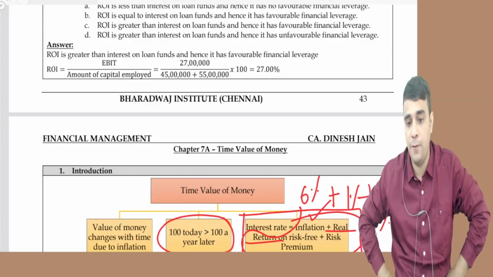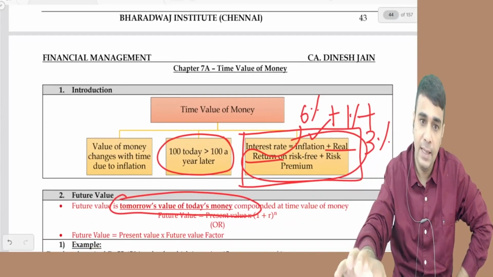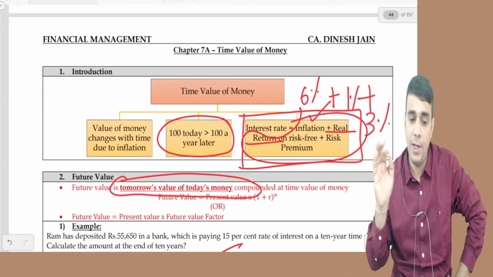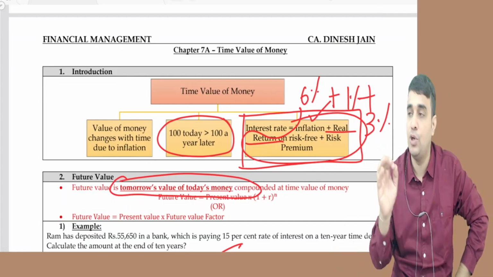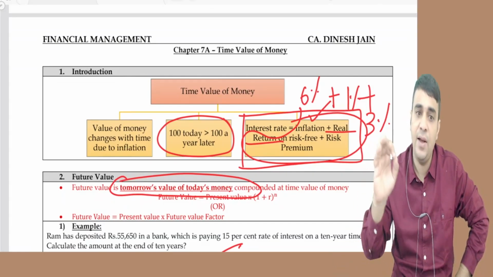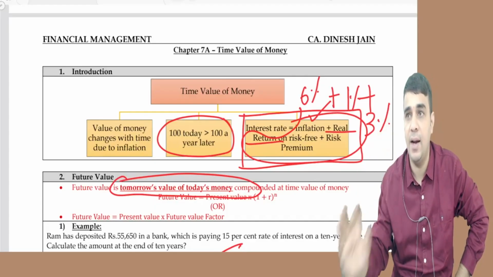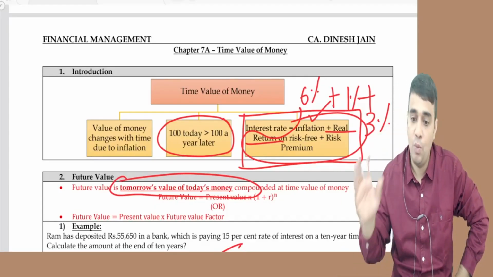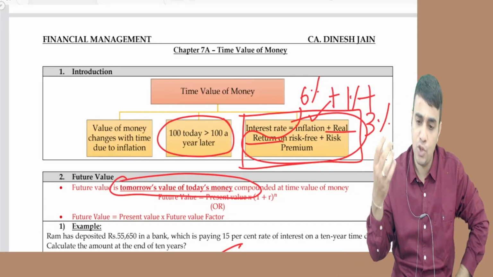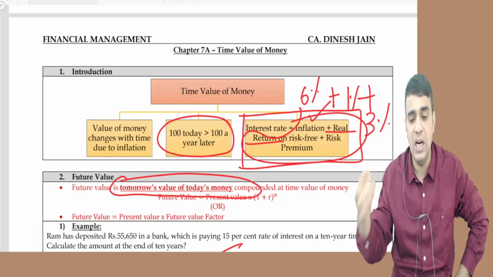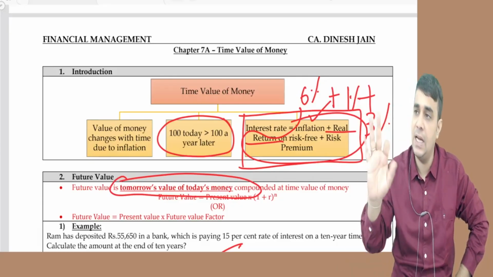Concept book, page 44. Time value of money. The value of money changes with time due to inflation. 100 today is greater than 100 a year later. What does the interest rate include? It includes inflation, the real return on a risk-free asset, plus the risk premium.